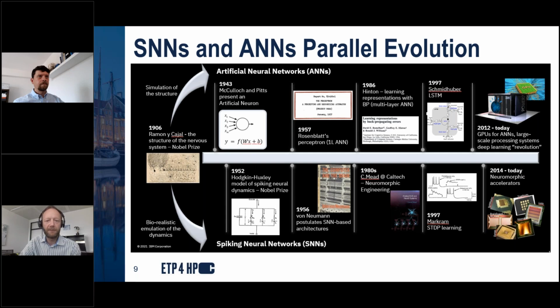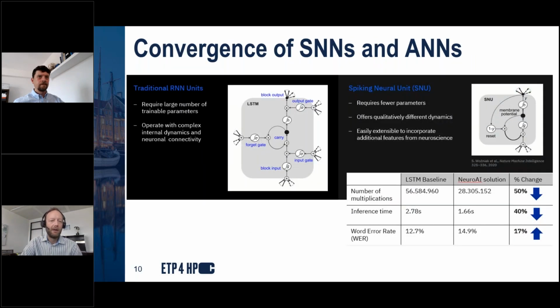So here's what we have seen, what we have witnessed, and let me now show the next step, which is essentially bringing back these two threads closer together, or this convergence of SNNs, right? The emulation of the dynamics with the ANNs, essentially the structure of such networks. And you see a good example, one example here at the top, where you see a typical recurrent neural network with a unit based on LSTM on the left-hand side, which requires a large number of parameters, therefore effort needed to train them appropriately to reach the necessary accuracy.